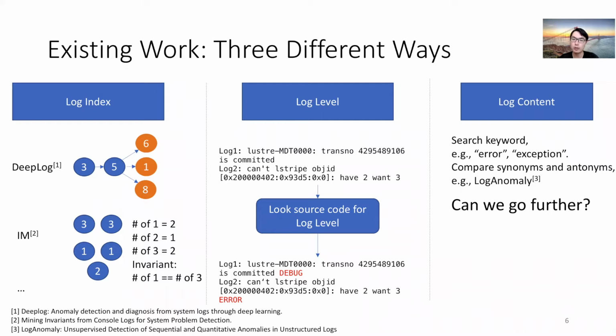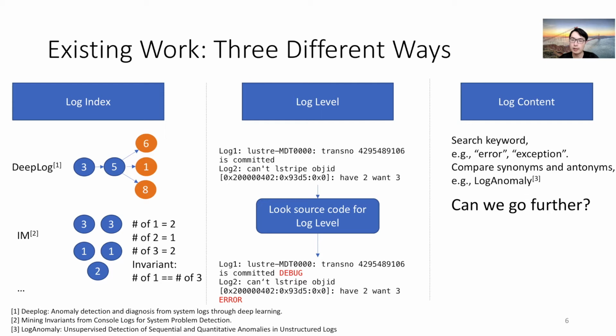Many previous works concentrate on log index, such as DeepLog and invariant mining. DeepLog studies the dependency between logs. For example, it can learn that the log index after 3 and 5 should be 1, 6, or 8. If the new incoming log has another log index, it means there must be an anomaly. For invariant mining, it can learn that the count of 1 equals the count of 3. This example has 2 ones and 2 threes, so it is likely to be normal.